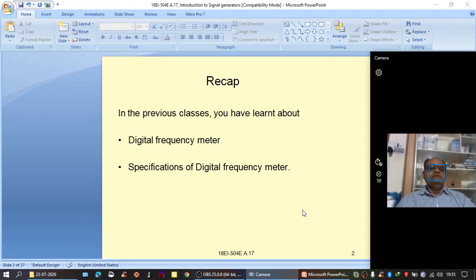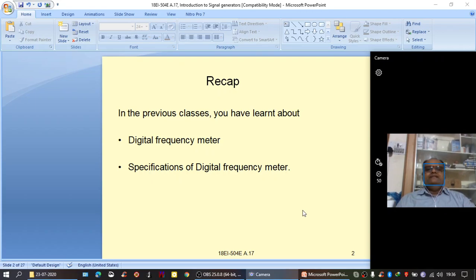Before we discuss signal generators, let us recollect what we have seen in the last class. We have seen a digital frequency meter and the specifications of a digital frequency meter. Basically, a digital frequency meter is an electronic instrument used for the measurement of frequency and to produce a digital display of the frequency.